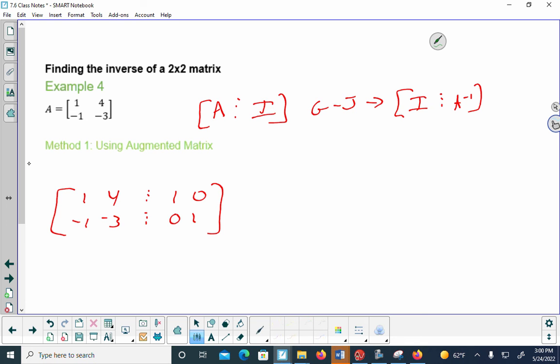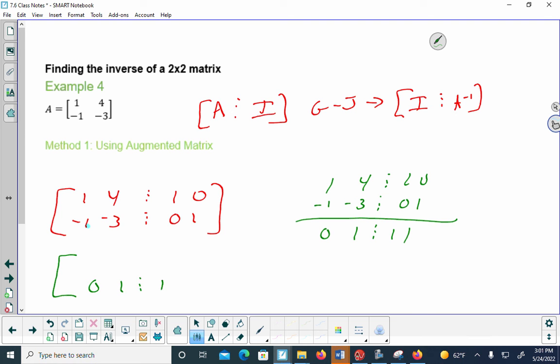So when I add the two, like I would do row 1 and row 2 to eliminate this guy right here, I just have to add. So I'll do that off to the side. And when I do that, I end up with 0, 1, 1, 1. So that is going to be my new row 2. So 0, 1, 1, 1. And then my row 1 stays the same.